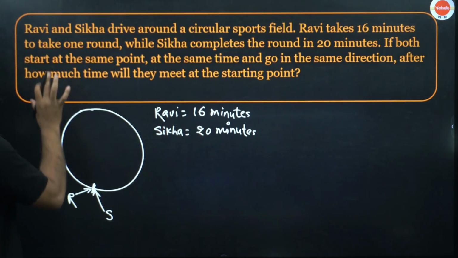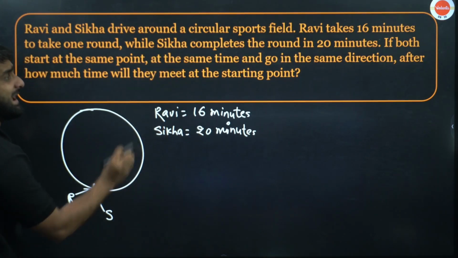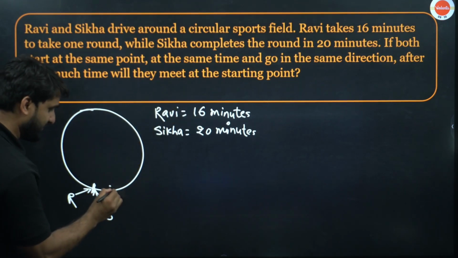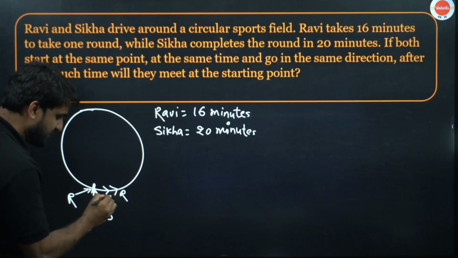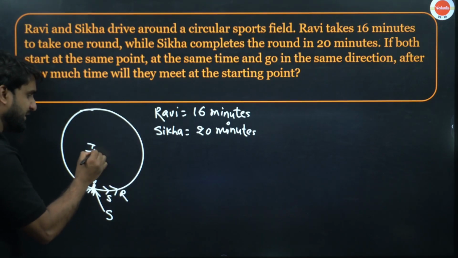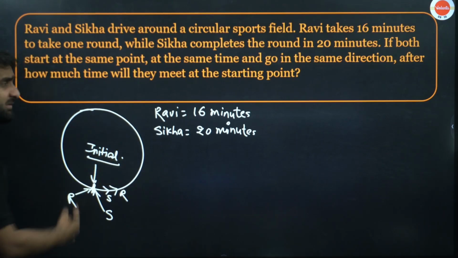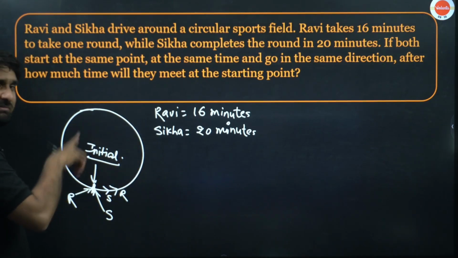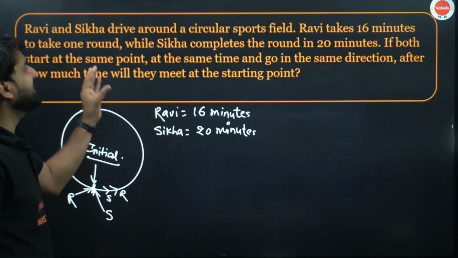If both start at the same point, at the same time, and go in the same direction, Ravi is going in this direction and Shikha is also going in this direction, starting from this point, the initial point. Both are going in the same direction from the same position. After how much time will they meet at the starting point?